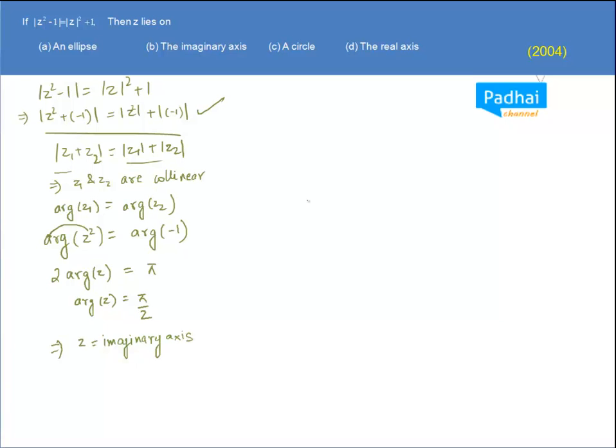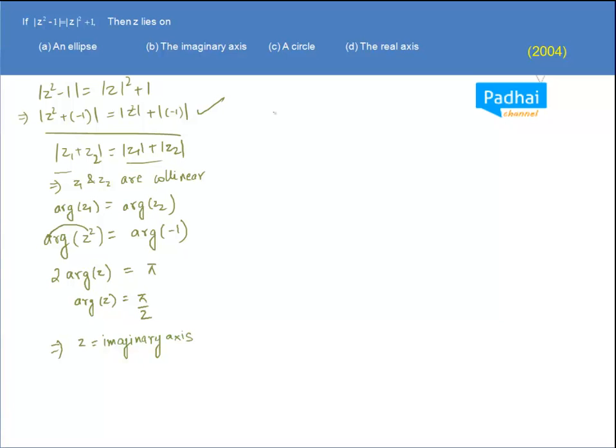Okay, so this was the method you could have done in 3-4 steps only. But many of the students don't know how to solve by this method. So don't bother, but from now onwards you should be able to do it in this fashion. Just remember this property, that if there is an equality sign, then z1 and z2 are collinear. Now let's see a longer version of it, how to solve these kinds of questions by the algebraic method.